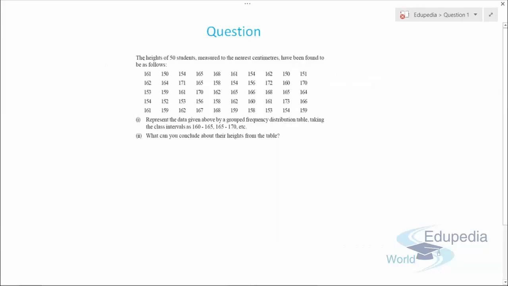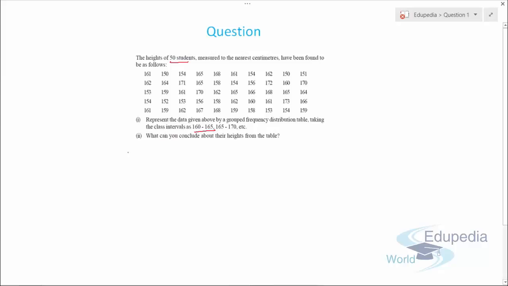The question says that the heights of 50 students, measured to the nearest centimeter, have been found to be as follows. We need to represent the data by a grouped frequency table, taking the class intervals as 160 to 165, which means the class range should be 5. The second part is: what can you conclude about the heights from the table? Let's see how we can solve this question.